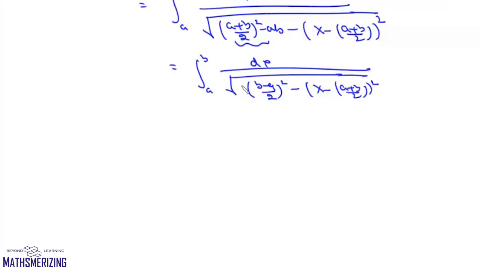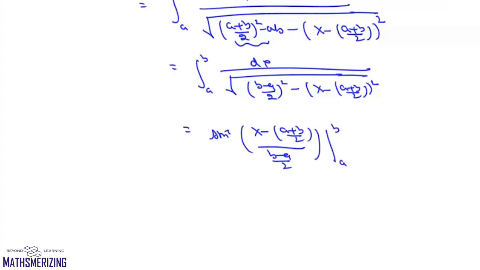Now this is dx upon under root of a square minus x square, which is nothing but sine inverse of x upon a. So we can write this as sine inverse of (x minus (a plus b) by 2) upon ((b minus a) by 2), from a to b. Now if we put x as b, we'll get (b minus a) by 2 upon (b minus a) by 2, which will be sine inverse 1, and then minus, if we put x as a, we'll get (a minus b) by 2 upon (b minus a) by 2, which is sine inverse of minus 1.